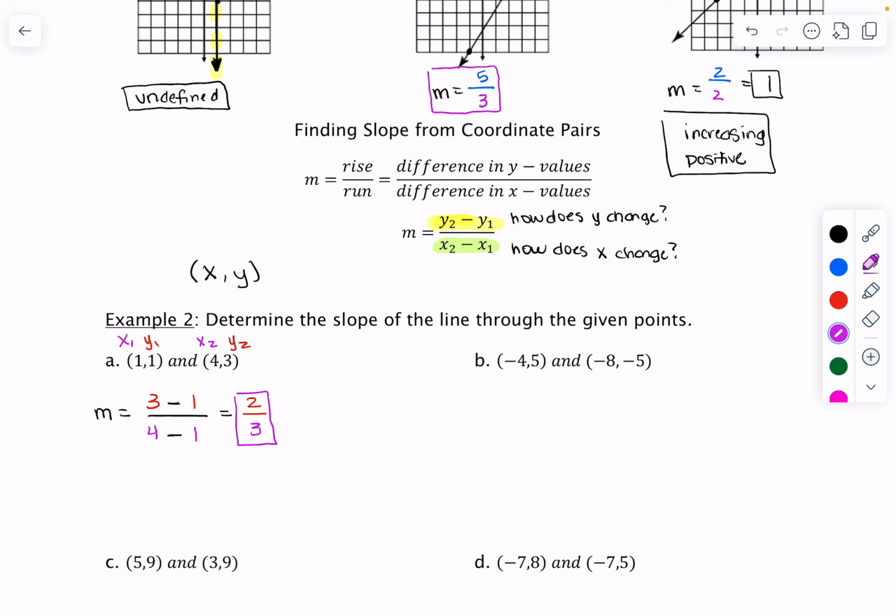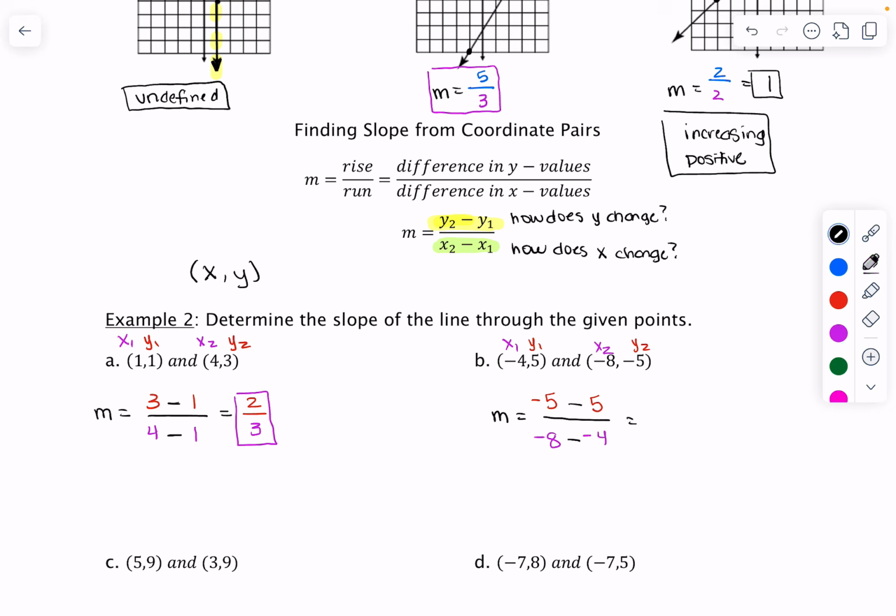So for letter B, I'm going to go ahead and label -4 x1 and 8 x2. I'm going to label the 5 y1 and the -5 y2. I'm going to set up my skeleton. So m equals a fraction bar and two minus signs, and I'm going to plug my values in. So y2 is -5, and y1 is +5. On the bottom, x2 is -8. And be really careful here, x1 is -4.